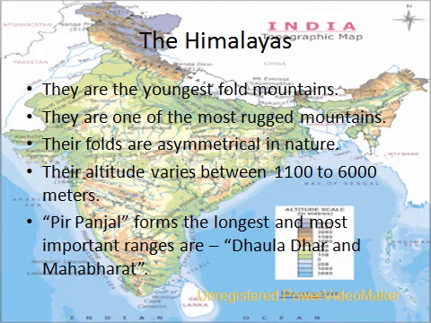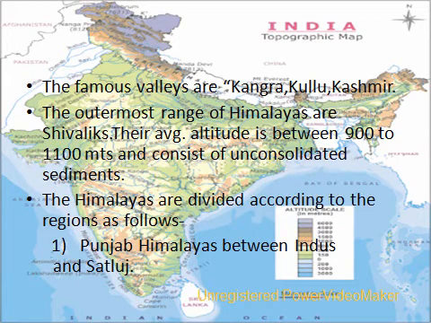Pir Panjal forms the longest and most important range. Dhauladhar and Mahabharat are the 2 most important examples of this range. Famous valleys of this Himachal range are Kangra, Kulu and Kashmir Valley. The outermost range is called Shivaliks. Their average altitude is between 900 to 1600 meters and they are composed of unconsolidated sediments, which means they are not fully compact and are prone to landslides. Now the Himalayas are divided according to region as follows.